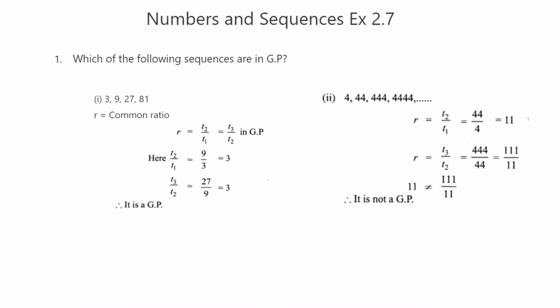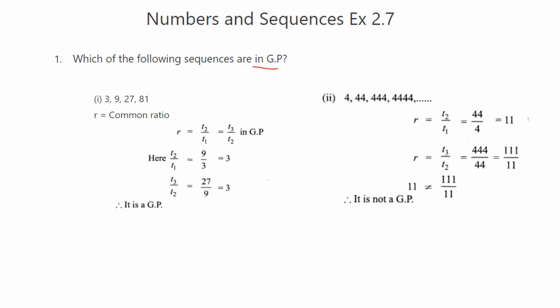Morning students. Today we are going to discuss numbers and sequences, exercise 2.7 sums. First sum: which of the following sequences are in GP? First one: 3, 9, 27, 81.